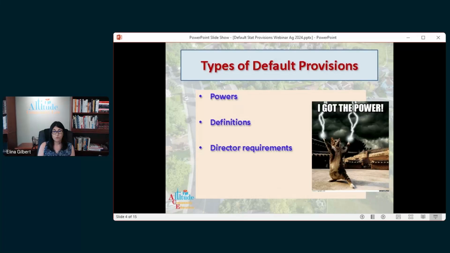Where do these requirements come from? You will see I'm really focusing on two statutes, the Colorado Common Interest Ownership Act, aka CCIOA, and the Nonprofit Act. And everything's going to be labeled.